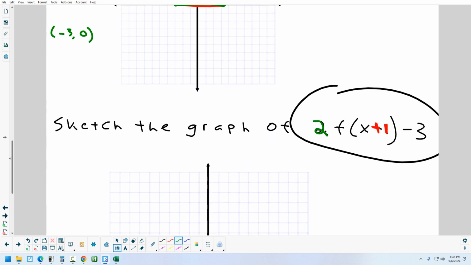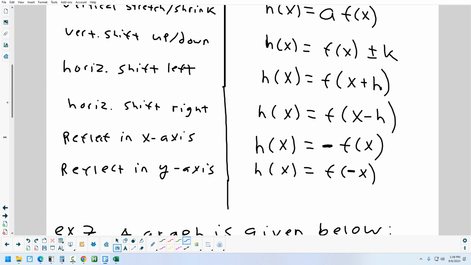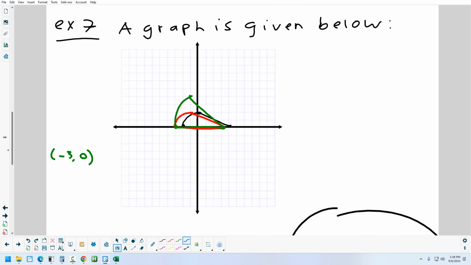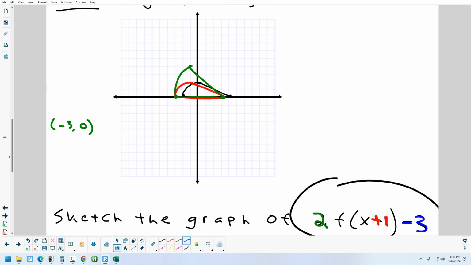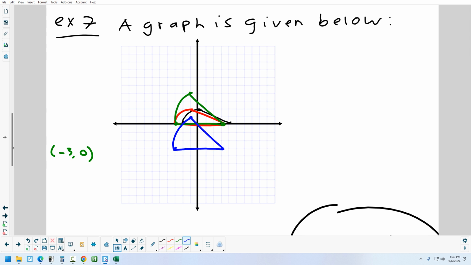All right, and the last one. What's this -3 going to do? The +1 was the left and right, so we already did horizontal shift. This one is moving up and down. And which way is -3, up or down? It's -3, so down. So every point goes down 3. 1, 2, 3. 1, 2, 3. 1, 2, 3. So the one in blue, that's the final answer.